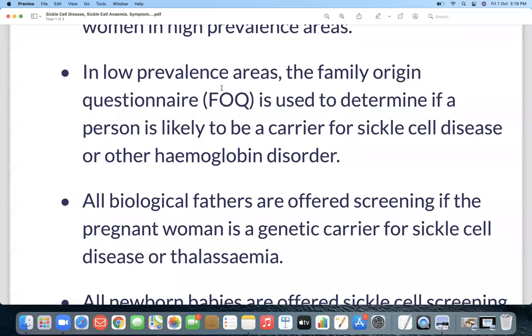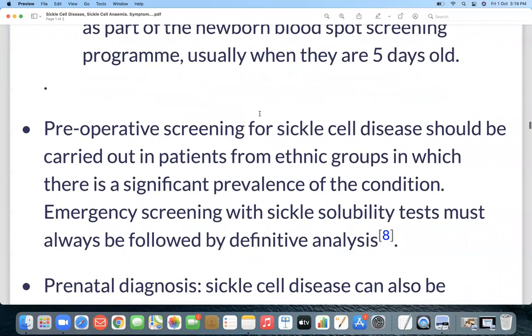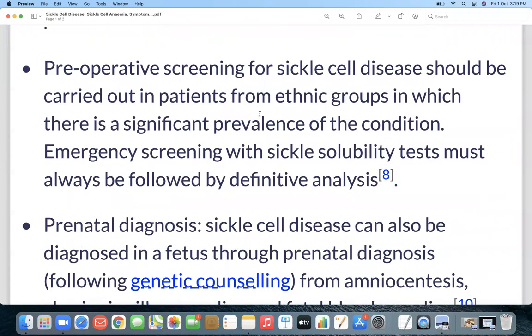Yes. In low prevalence areas, they will look at the family origin. Okay, a questionnaire is used to determine if a person is likely to be a carrier of sickle cell disease and other hemoglobin disorders. So especially if they are from ethnic groups like African-based, then they will also do preoperative screening for sickle cell disease. It should be carried out in patients from ethnic groups in which there is significant prevalence of the condition.